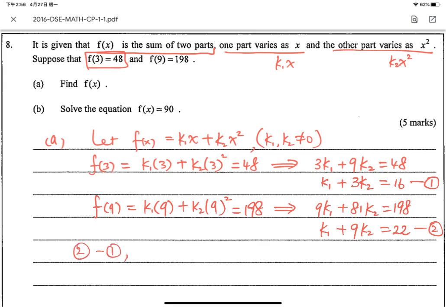k1 minus k1 will be 0. 9k2 minus 3k2, which will be 6k2. 22 minus 16, which gives you 6. So k2 equal to 6 divided by 6, which is 1.